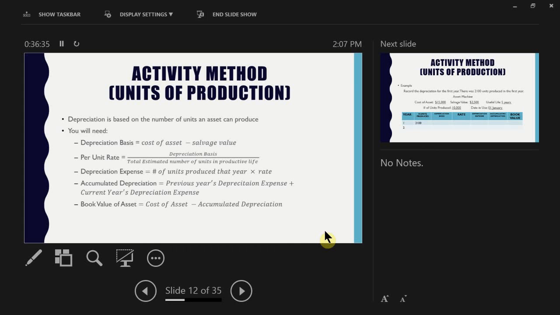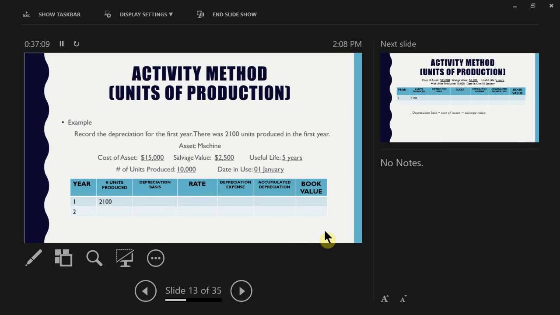Ignore the word expense. Depreciation plus your current year's depreciation expense. So again, you're going to have your accumulated depreciation and your depreciation expense. And lastly, the last column we're introducing is the book value of the asset, which is your cost of the asset minus your accumulated depreciation. Now, all of these formulas will make sense when we apply them. So let's dive into the example.